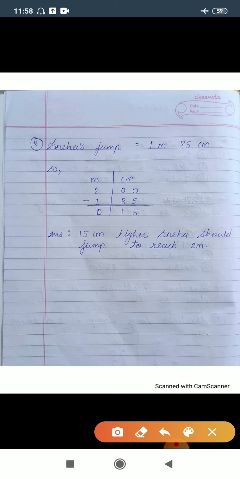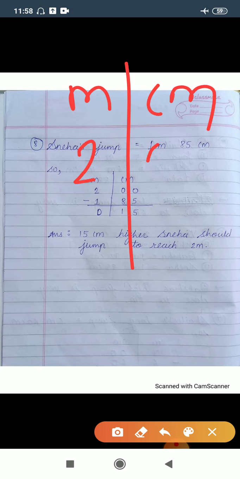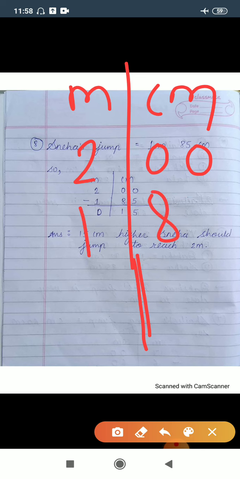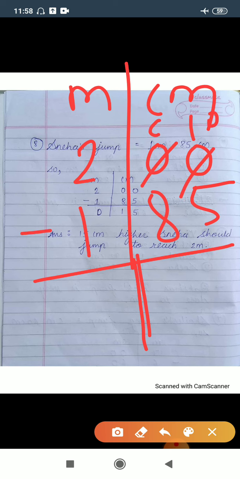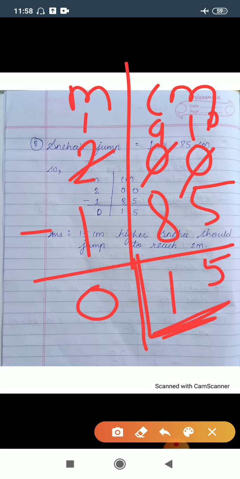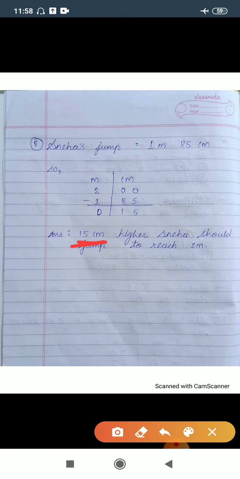Let's see how we'll subtract this meter and centimeter. 2 meter and in 0 we'll write 00 in centimeter. 1 meter 85 is the jump of Sneha. So 0, 9, okay, 10 minus 5 is 5, 9 minus 8 is 1, and again we are going to cut these two and we'll write here 1 minus 1 is 0. So 15 centimeter is the answer.